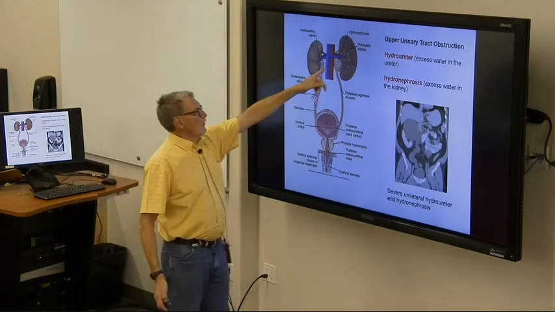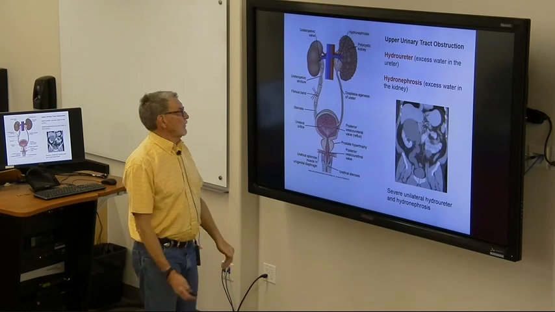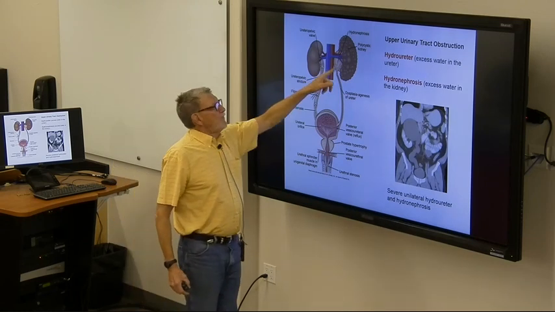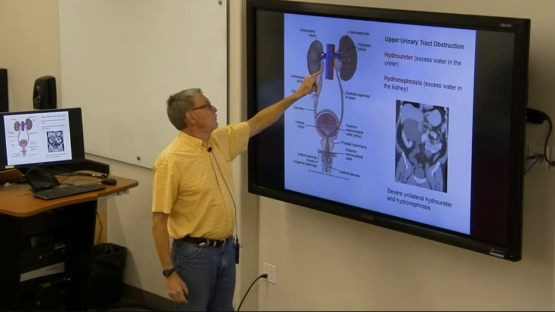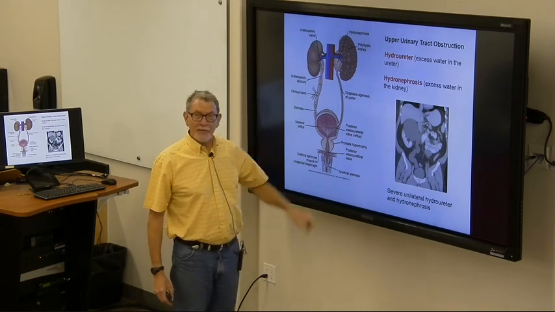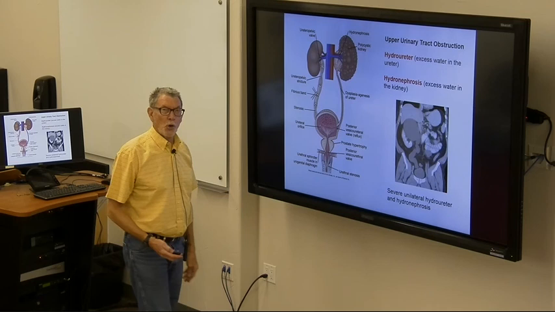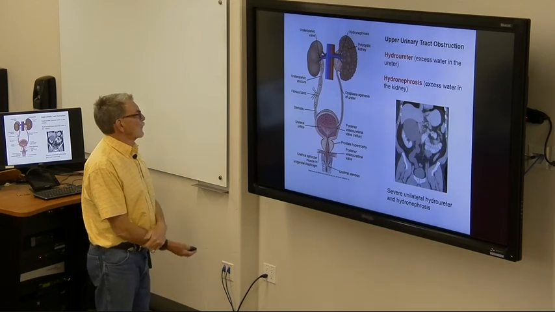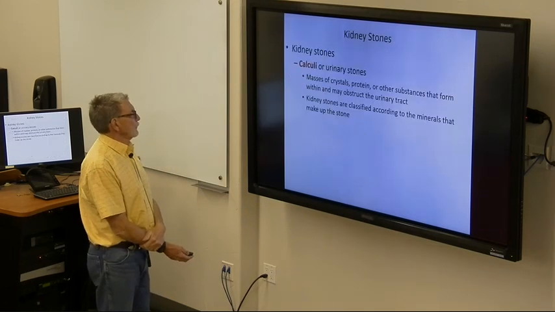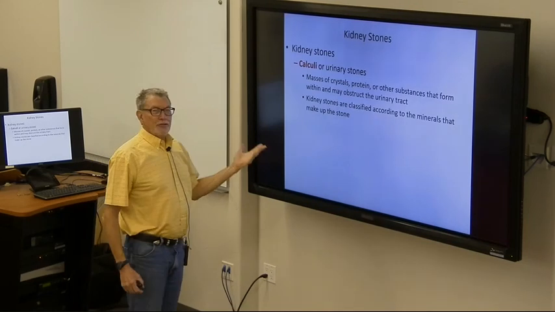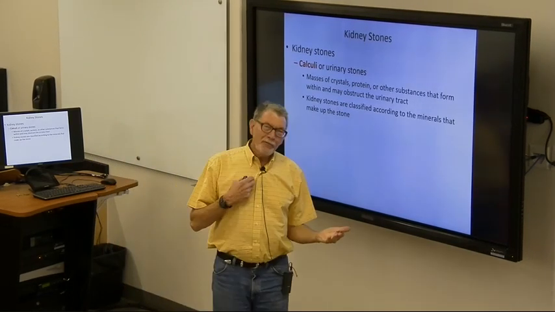We'll talk about things like polycystic kidney disease later. Although, the fact that you have polycystic kidney disease means you have blockages inside the kidney, which can cause constriction of flow as well. Kidney stones are a good way to block things off.